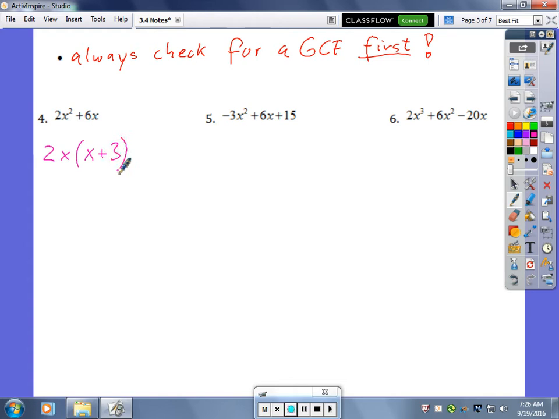If you want to check it, then you can go ahead and distribute the 2x back into the parentheses, and you will find out that you did the work right. Remember, distribution and factoring go in inverse directions. So distribution can always be a good check for factoring and vice versa.